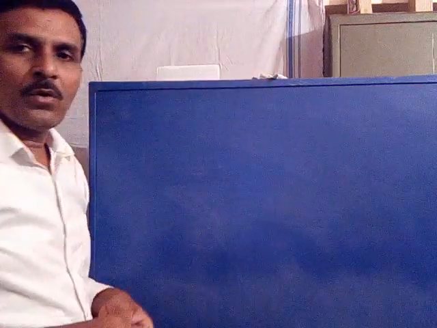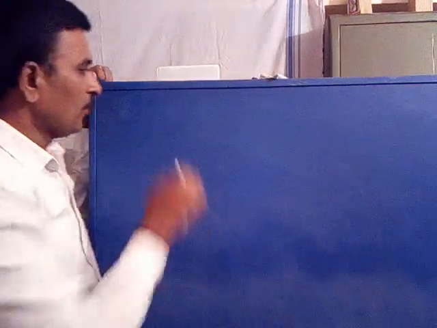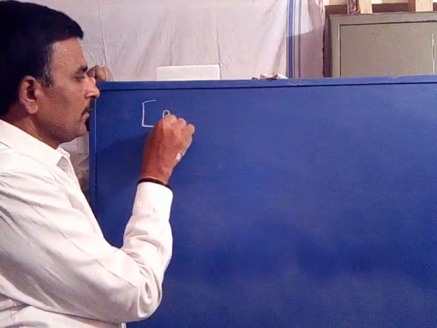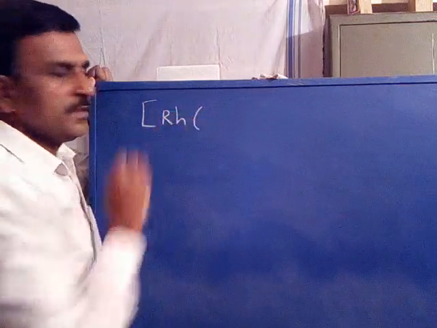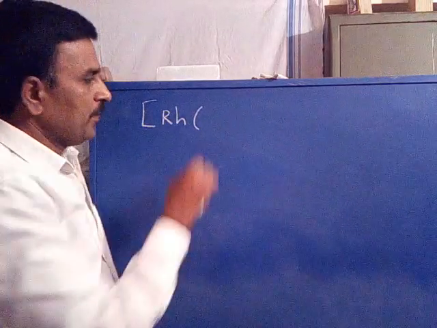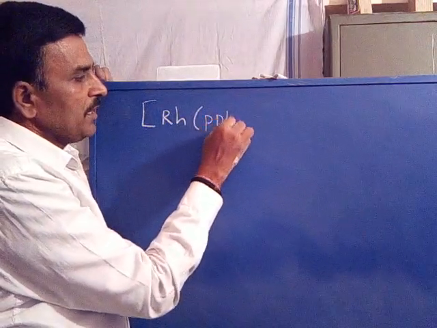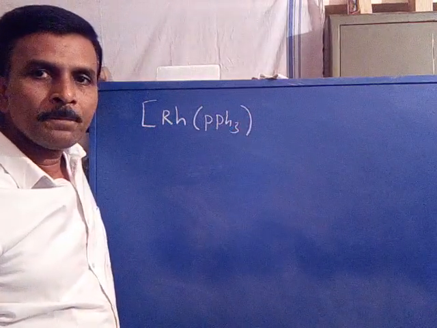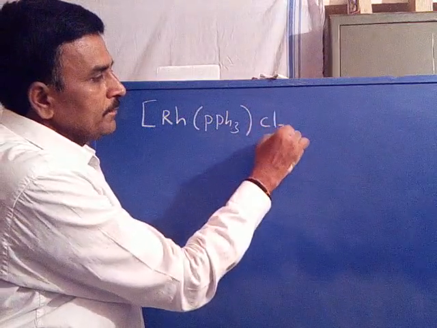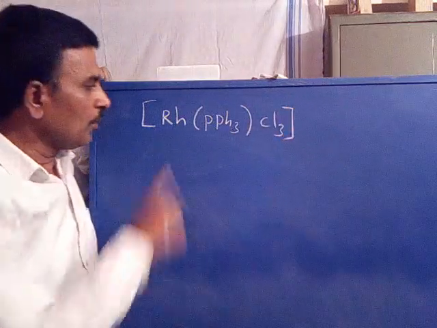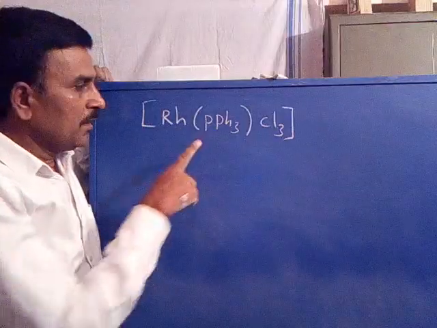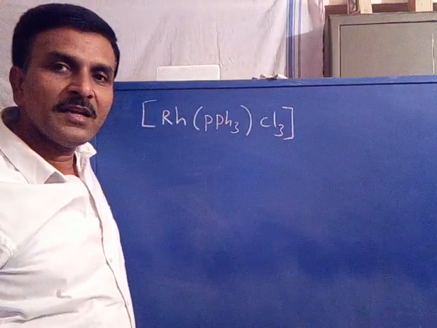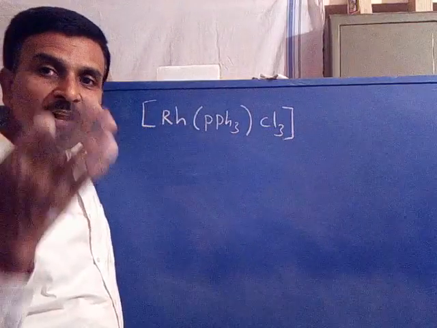Now one more example is there in your syllabus. That is a square planar complex of rhodium, attached with one triphenyl phosphine, PPh3, ligand and 3 chlorine ligands. So rhodium is surrounded with 4 ligands: one triphenyl phosphine ligand and 3 chloride ligands. So it is a square planar structure.